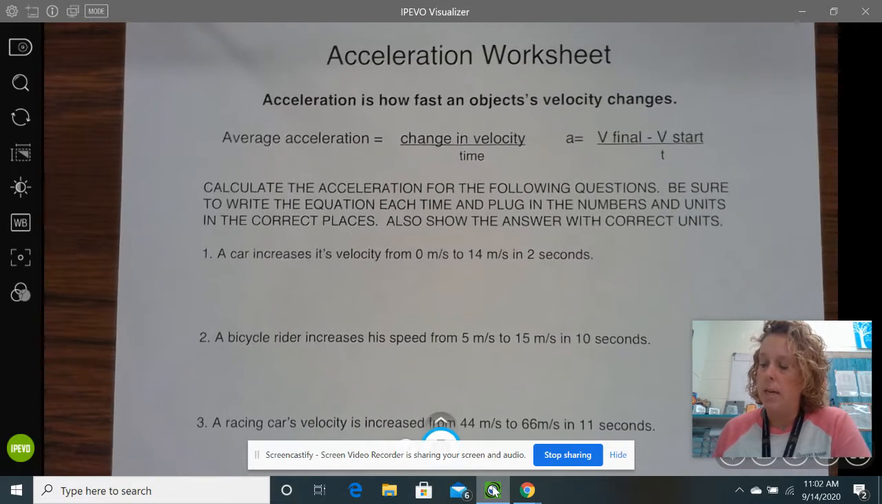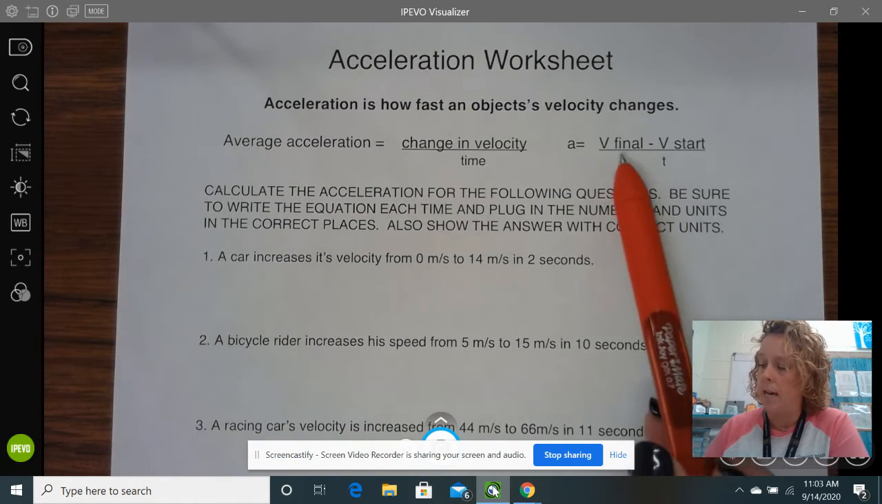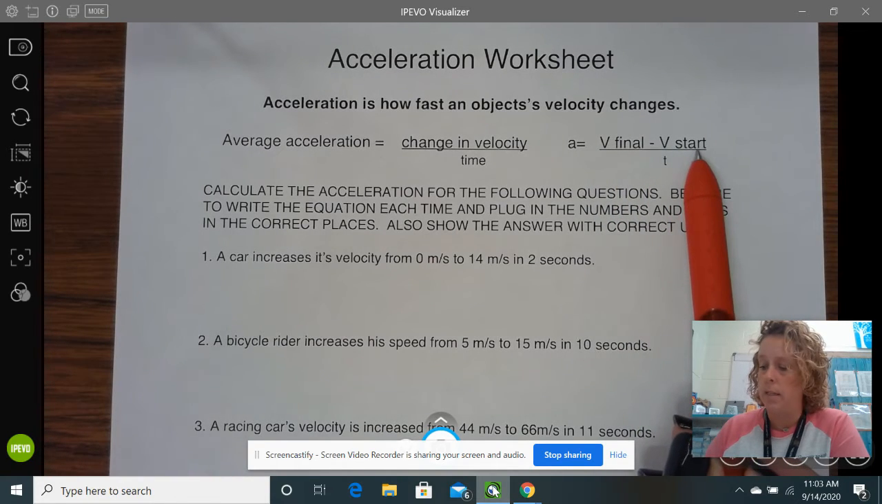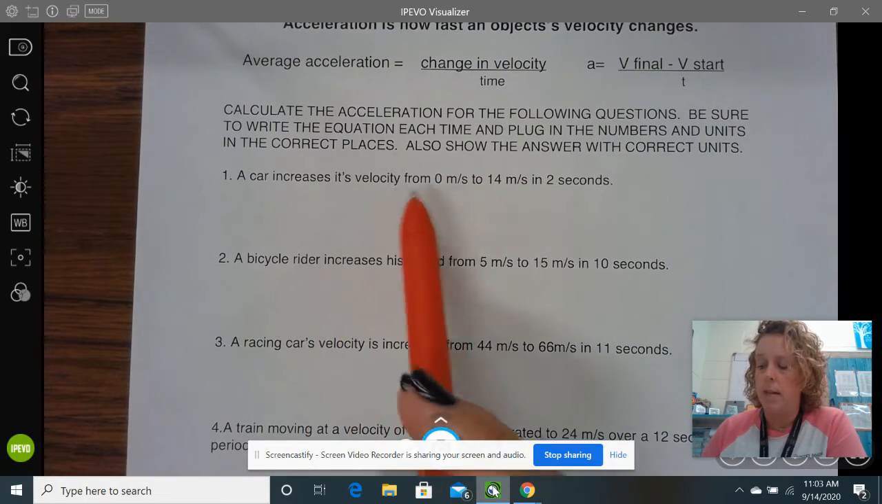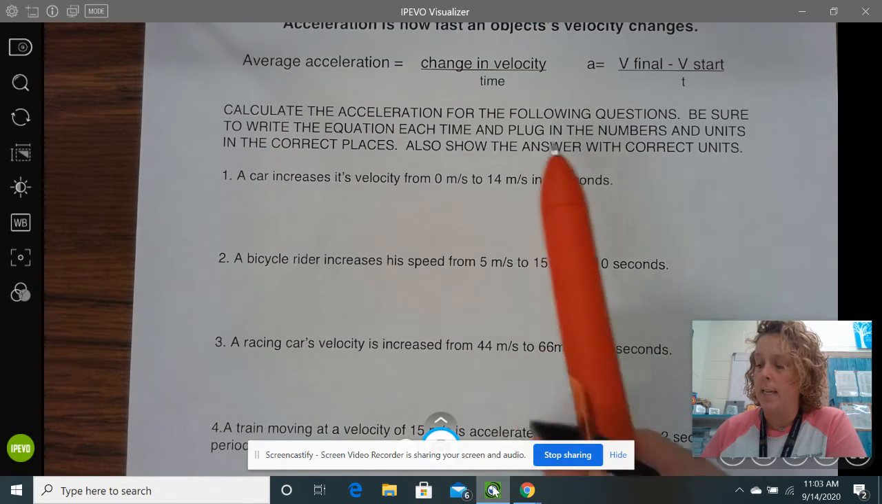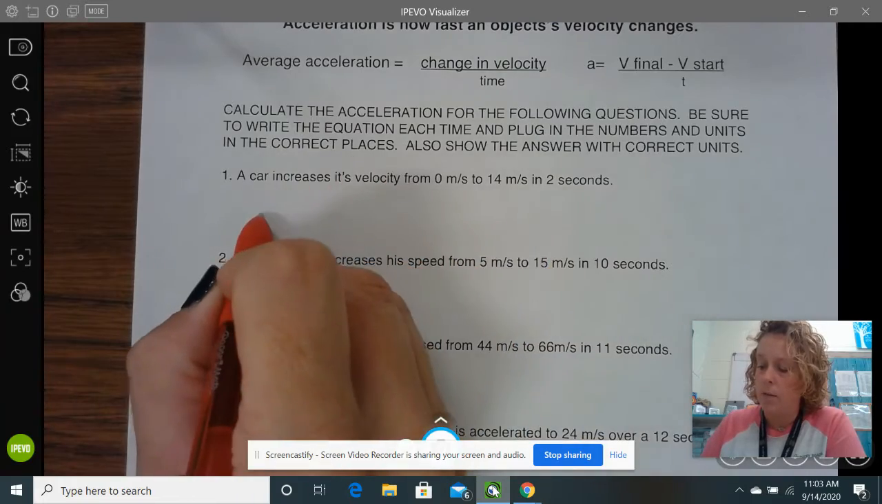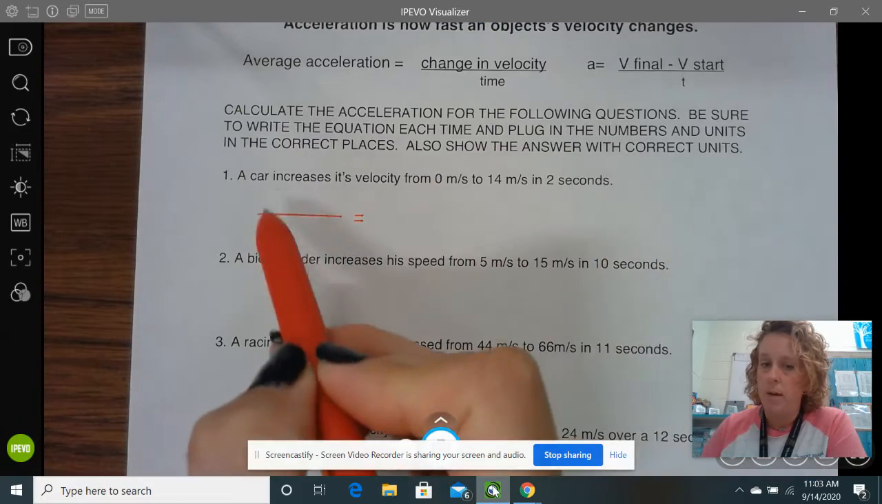Okay, first of all, let's look at the formula. Average acceleration is your change in velocity divided by time. So in order to find the change in velocity, you have to have final velocity minus your starting or initial velocity. All right, number 1. A car increases its velocity from 0 meters per second to 14 meters per second in 2 seconds.